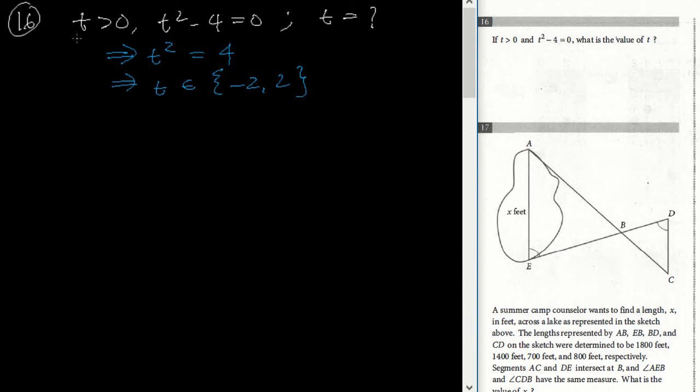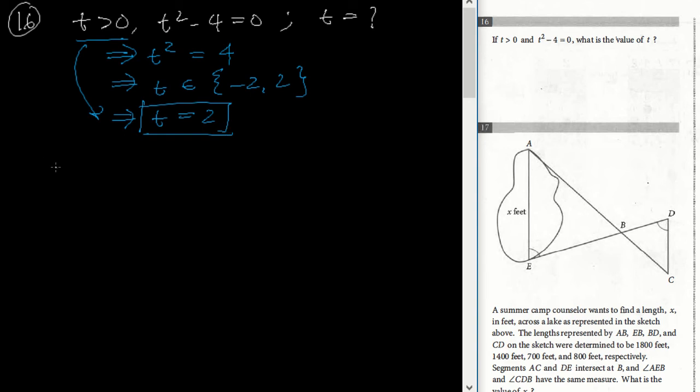Now you need to apply this constraint that t is greater than 0. If we apply this constraint here, then we get that t is equal to 2. So this is our answer. That's the first way of solving this problem.